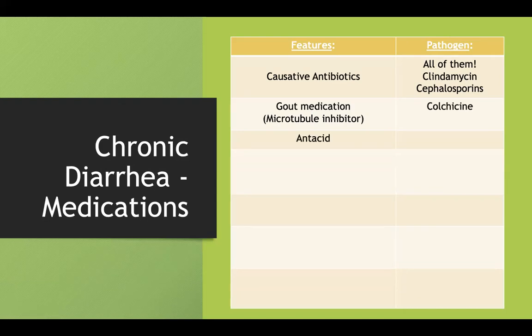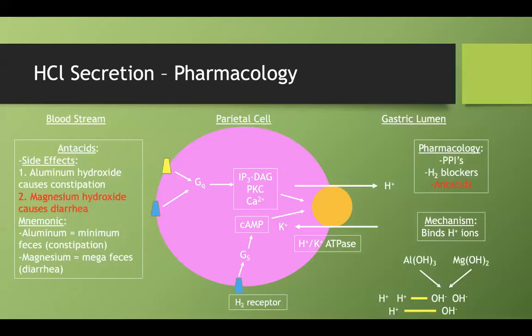Which antacid has a strong association with diarrhea? Now we're talking about magnesium hydroxide. And from our stomach lecture, I mentioned that magnesium hydroxide causes diarrhea, and our mnemonic to remember that is that magnesium causes megafeces. You could also use aluminum hydroxide as an antacid, and that'll have the opposite effect. And our mnemonic is aluminum causes minimum feces or constipation.